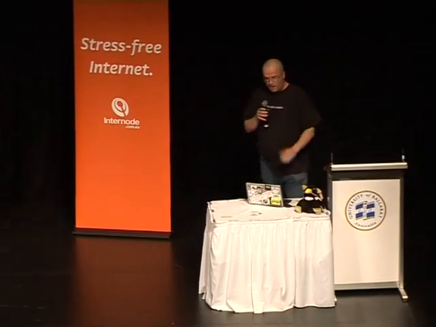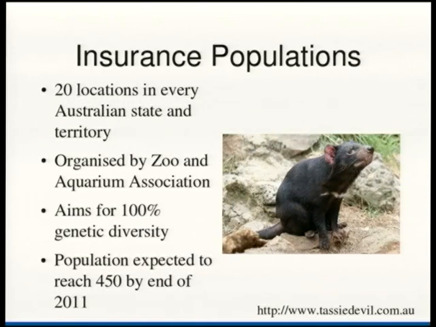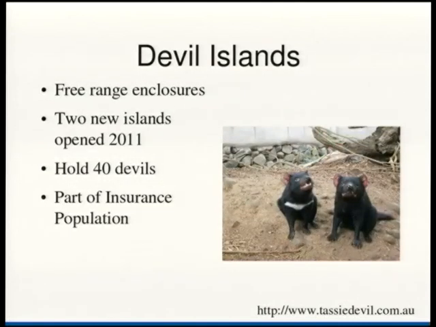Okay, anyway. So they tried some suppression techniques for devil facial tumour disease, reviewed in late 2010, which indicated some success but not enough to keep the populations up or eradicate the disease. So they've established some insurance populations, 20 locations around Australia in every state and territory, organised by the Zoo and Aquarium Association, aiming for 100% genetic diversity, and that population was expected to reach 450 by the end of last year. There are a few free-range enclosures in Tasmania.